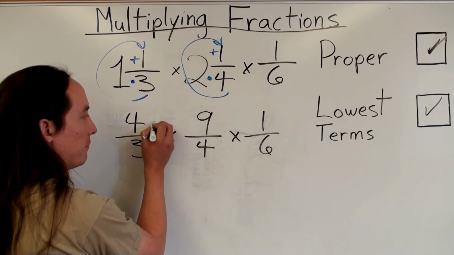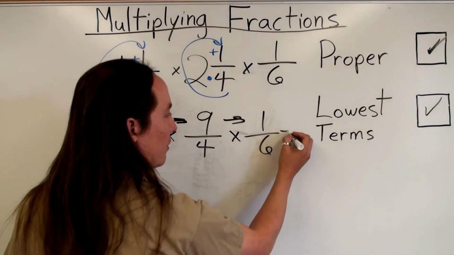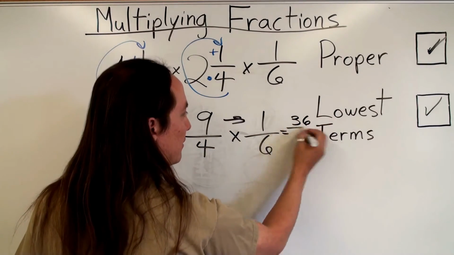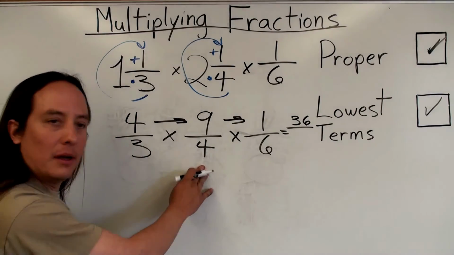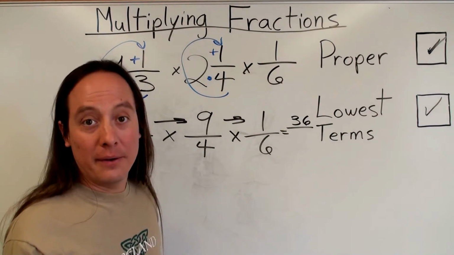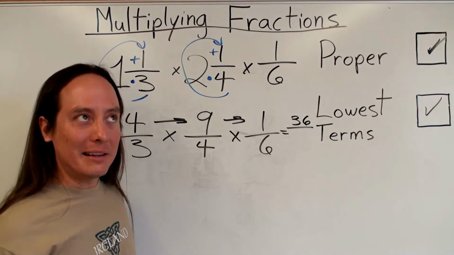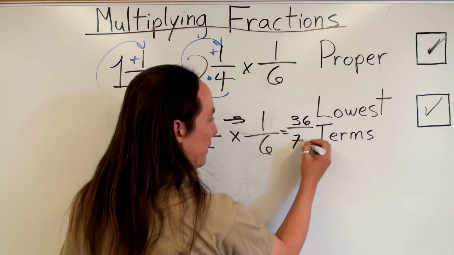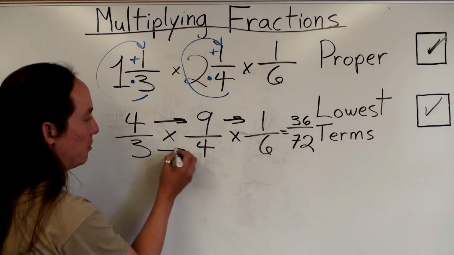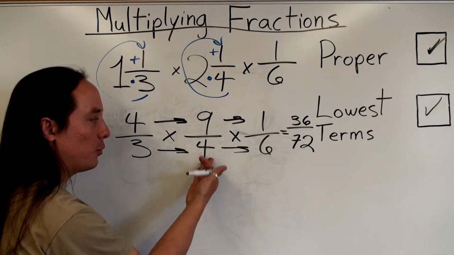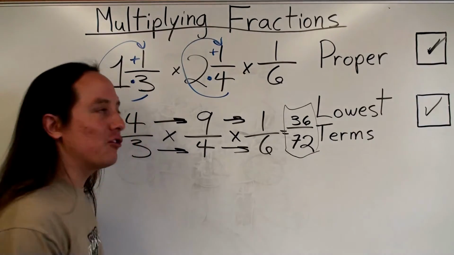So let's go ahead and multiply. 4 times 9, 36. Times 1 is 36. I'm running out of room, but I think you guys can see that. 3 times 4 is 12. 12 times 6, go. Did you get it? It's kind of hard, right? I mean, if you're not so familiar with your 12s, you might be like, oh, what is that? Counting on your fingers or something. But it's 72. Okay, and remember, we're just multiplying straight across. 3 times 4 is 12. 12 times 6, 72.